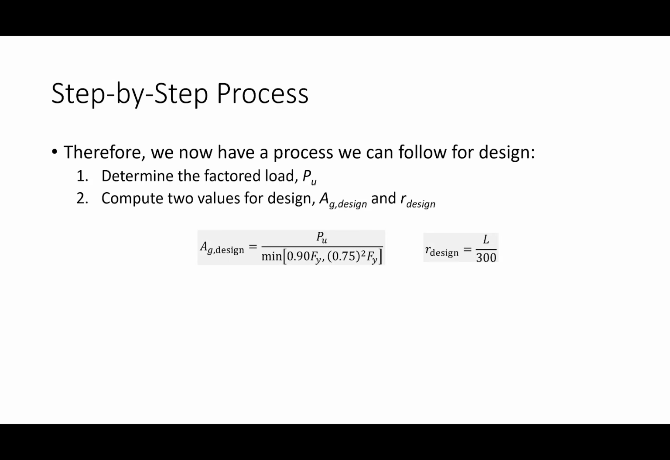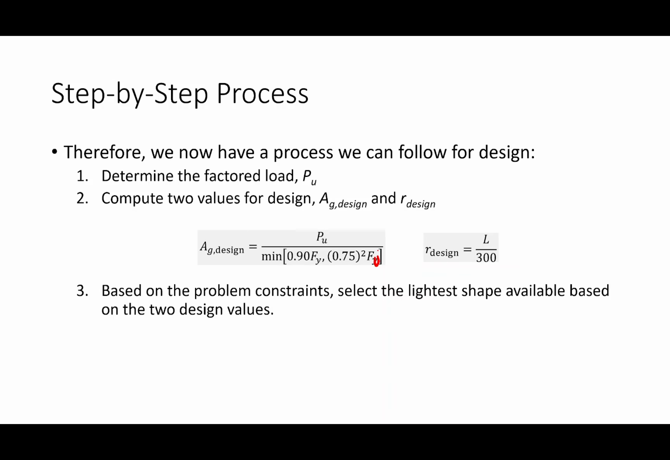Once we do that, let's compute our design parameters, okay? Right now we have 2 of them, the gross area design and the radius of gyration for design. Which is going to be, for gross area, the factored load divided by the minimum of 0.9 FY or 0.75 FU. Oh man, I had another typo. That's what happens when you update all your slides. That's FU. Whoopsie. And then the radius of gyration is just L over 300. Okay.